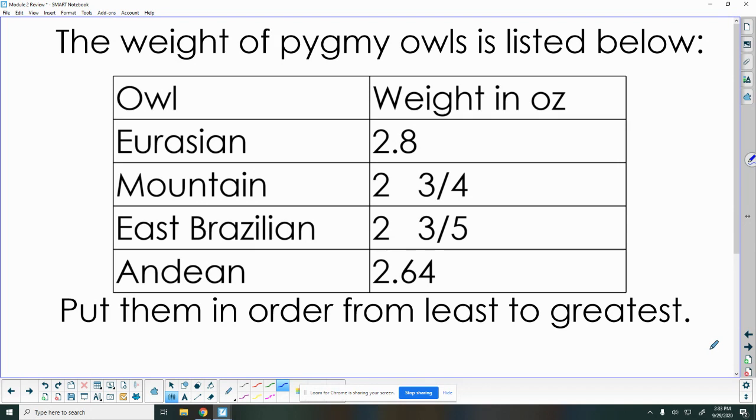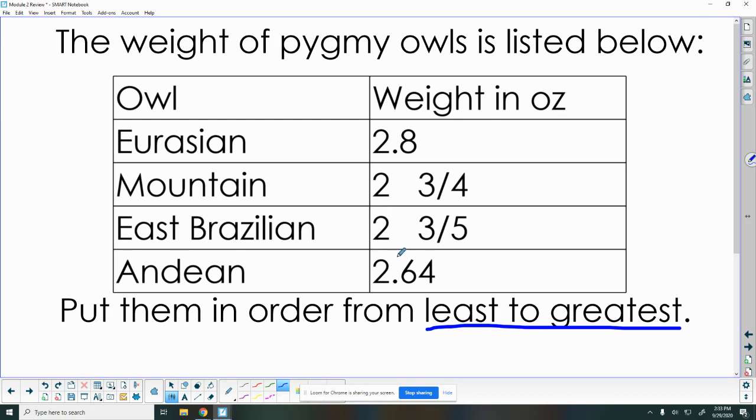Okay, last one here for the day. We've got the weight of pygmy owls listed below. So a Eurasian owl is 2.8 ounces. The mountain owl is 2 3/4 ounces. The East Brazilian one is 2 3/5, and the Andean is 2 64/100. So we want these from least to greatest.